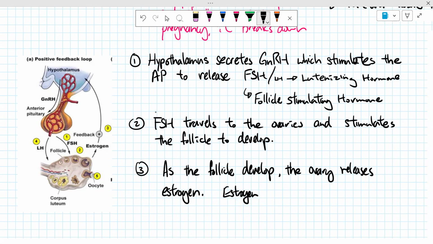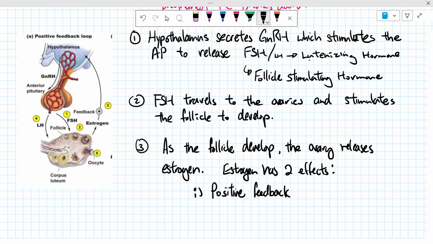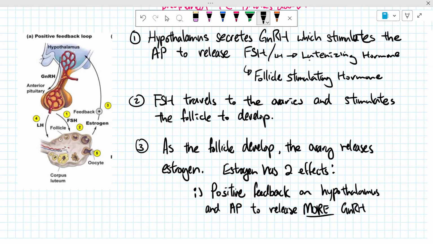And estrogen has two effects. Number one, positive feedback on the hypothalamus and AP to release more GnRH, FSH, and LH.